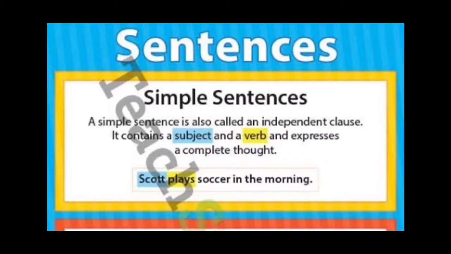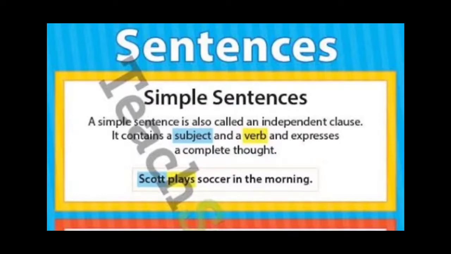Look at the example here. Scott plays soccer in the morning. It is an independent clause with subject and verb. The subject is given in blue color, the verb is given in yellow color, and it gives complete meaning, a complete thought. It expresses a complete thought, so it is known as a simple sentence.